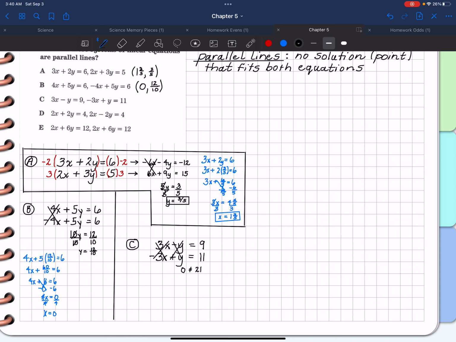So this is no solution, which means the lines never touch, which is a definition, a component of parallel. So C is my answer.